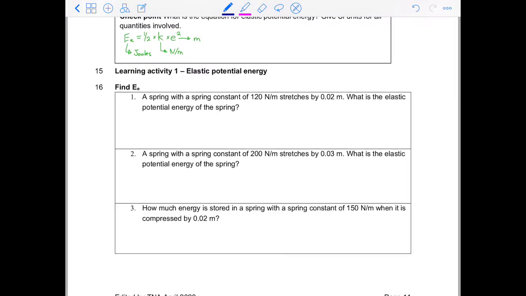All right, so now we're going to try this next one. Question 1: a spring with a spring constant of 120 newtons per meter stretches by 0.02 meters. So I'm going to highlight that. We have our spring constant, so we know that's our k. And we see the units, newtons per meter, that's fine. How much it stretches by is our extension, 0.02, that's in meters again, that's fine. What is the elastic potential energy of the spring? So that's what it's asking, that's the third value.